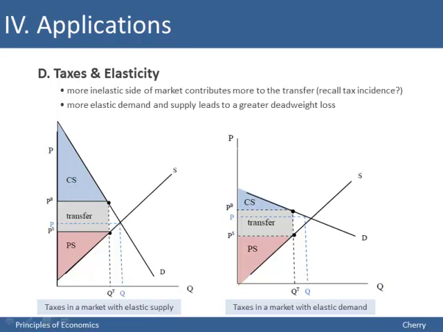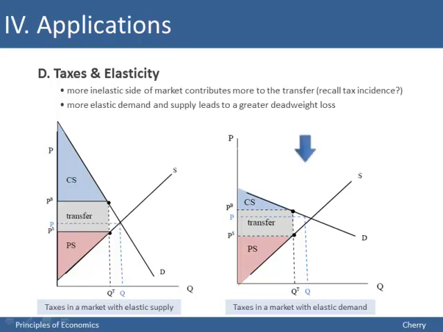So now let's combine taxes and elasticity. On the left-hand side, we see a case where taxes were imposed in a market where you have elastic supply or inelastic demand. And in this case, consumer surplus is reduced to a greater extent than producer surplus. Or in other words, the buyers are paying for a larger proportion of that tax revenue or that transfer than the sellers are paying for.